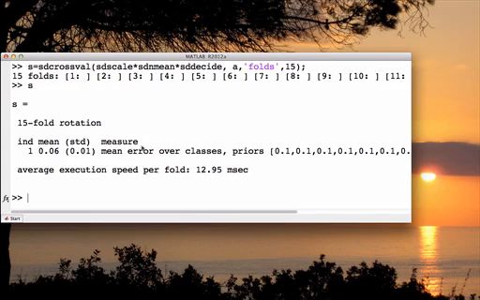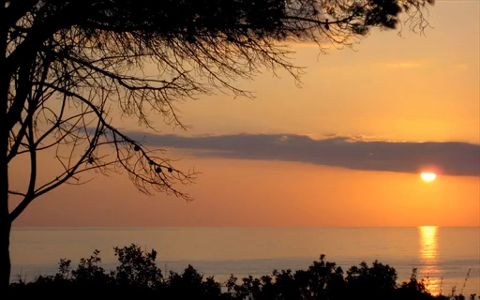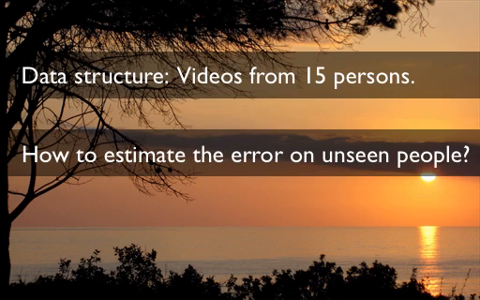We evaluate more classifiers. This table summarizes the results, cross-validating over samples, video frames. We would conclude that a complex Parzen classifier is entirely separating all classes. In practice, though, we know that our data has a structure. It comes from 15 different persons. We are interested in a classifier for new, unseen people. How to estimate the error of the classifier in a way that is close to this use?